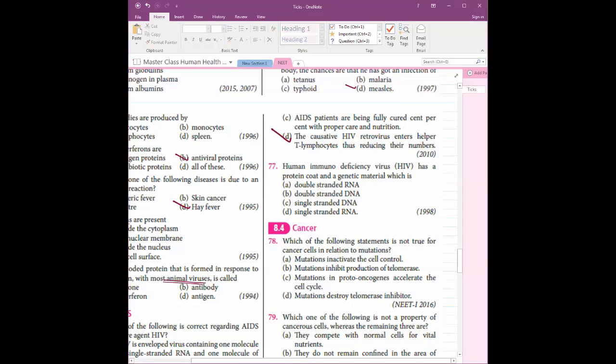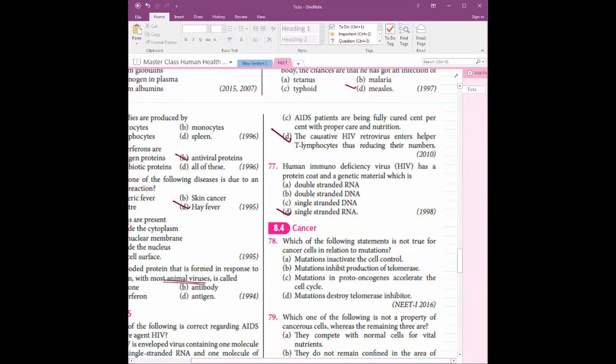Okay. Next thing, human immunodeficiency virus has a protein coat and a genetic material, which is, very nice, Mukta is right. What is this, guys? It is going to be single-stranded RNA.